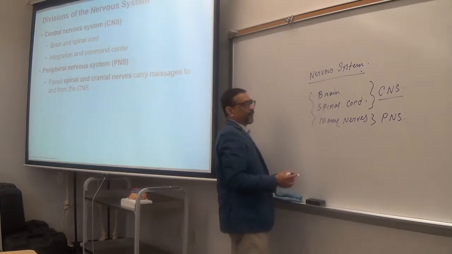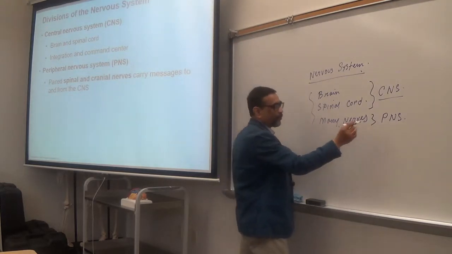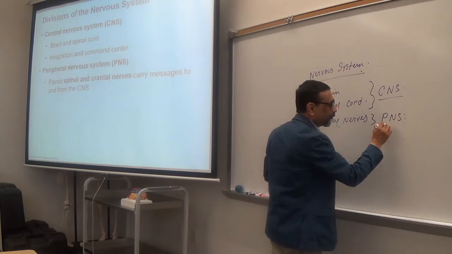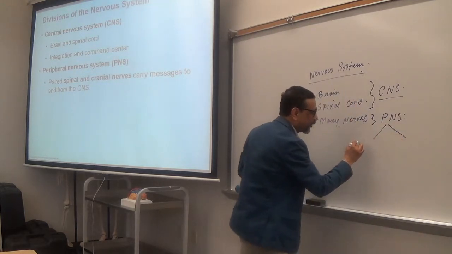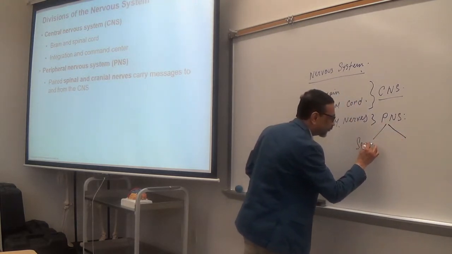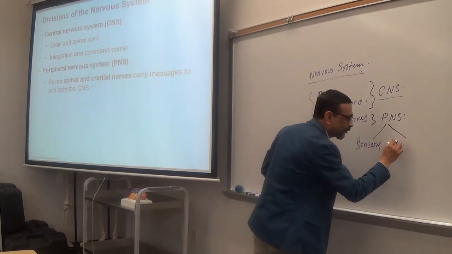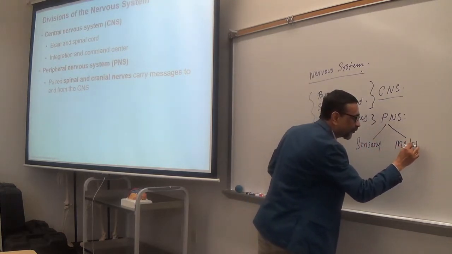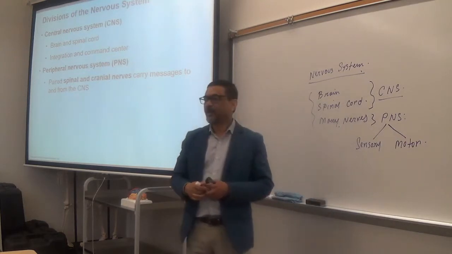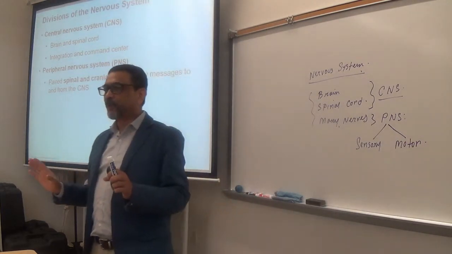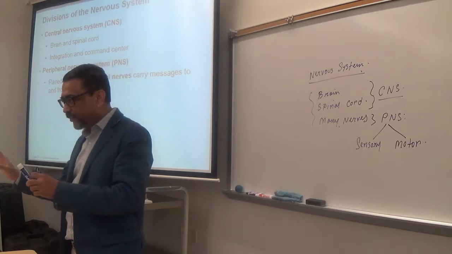Now, the peripheral nervous system could be sensory and what? Motor. The nerves could be sensory or motor.